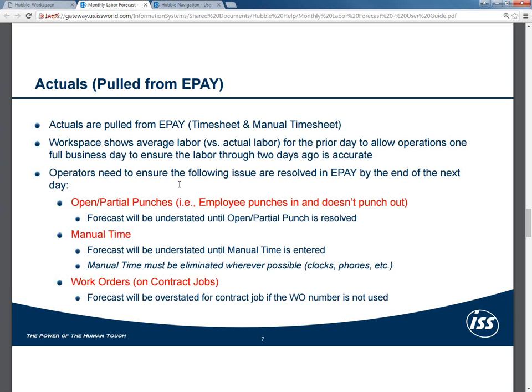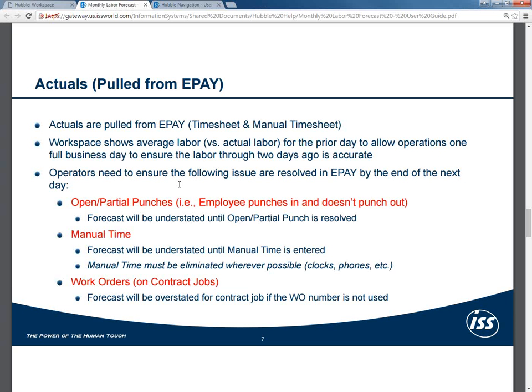Manual time. Manual time must be eliminated wherever possible. So that basically means if you have sites out there that are not clocking in and out on a time clock, on the phone system, on the mobile app, or on the web punch option, one of those four methods, if we're not using one of those four methods, we need to get those employees on to doing so. Forecast is always going to be understated until manual time is entered. So keep that in mind. Manual time is actually a bad thing when it comes to the monthly labor forecast. We need to make sure we get accurate reporting when we're reviewing the dashboard.